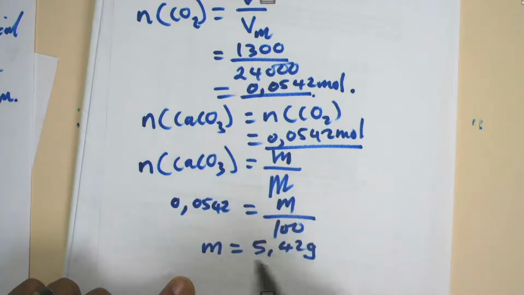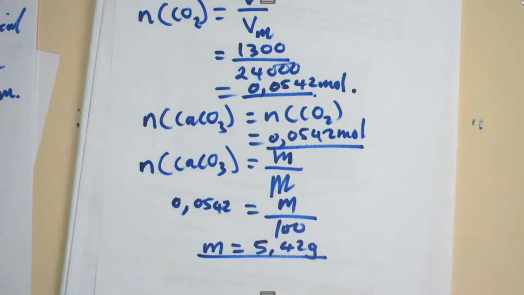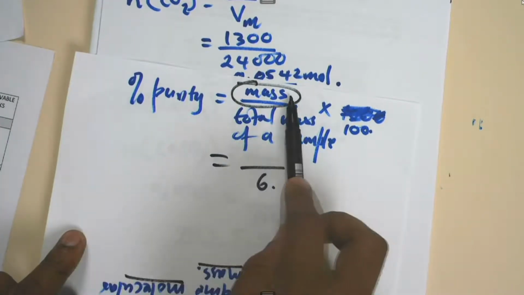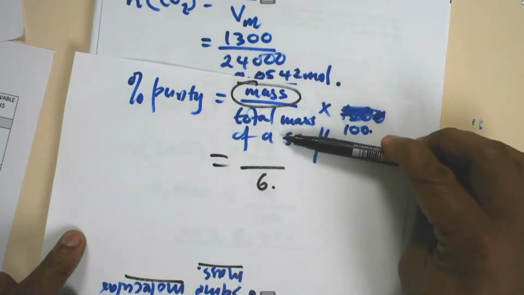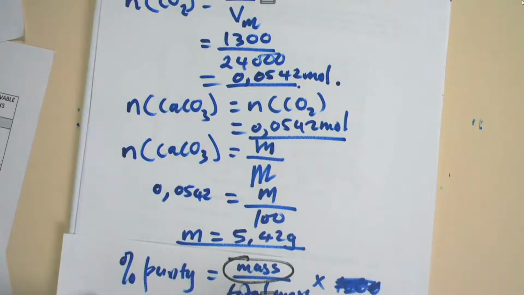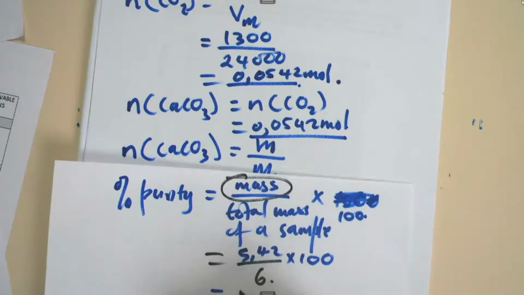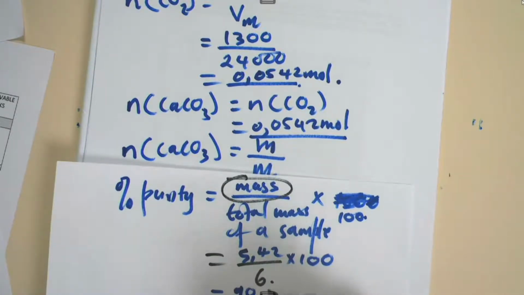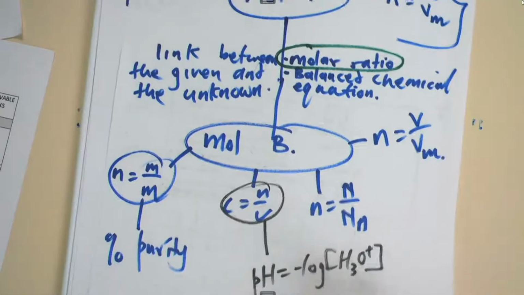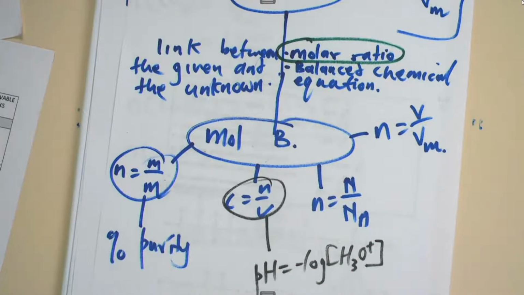Then I will get my mass as 5,42 grams. But I did not answer the question, but I did say earlier on that from grade 10 and grade 11, I know that once I want to calculate percentage purity, my mass should be divided by the total mass multiplied by 100. So the mass that I have here is 5,42 multiplied by 100, and then the percentage thereof is 90,33%. So this is how you go about the stoichiometric calculations.